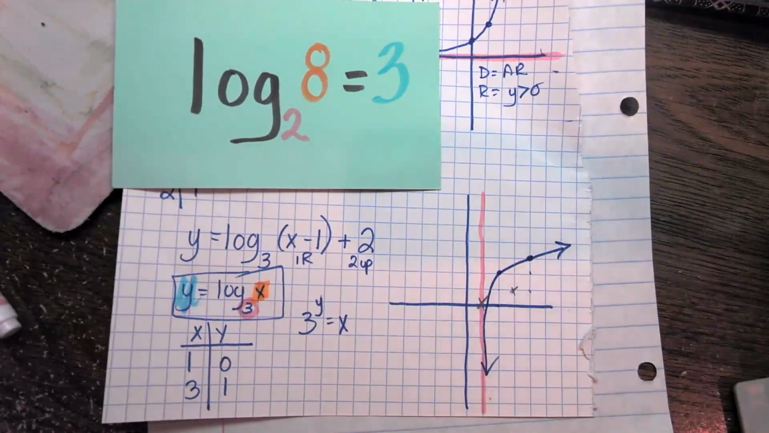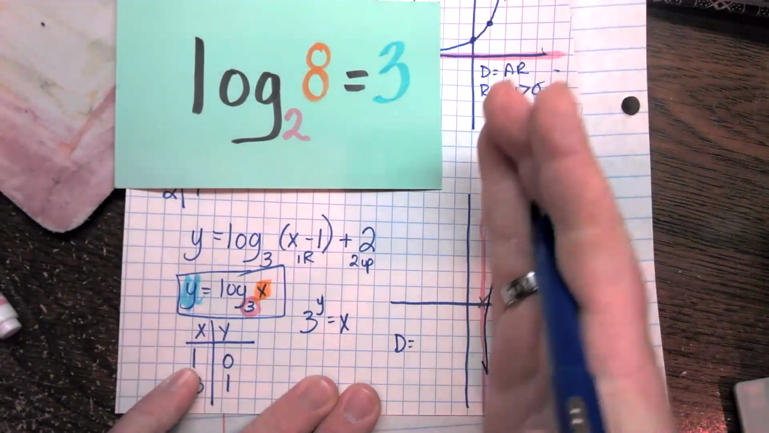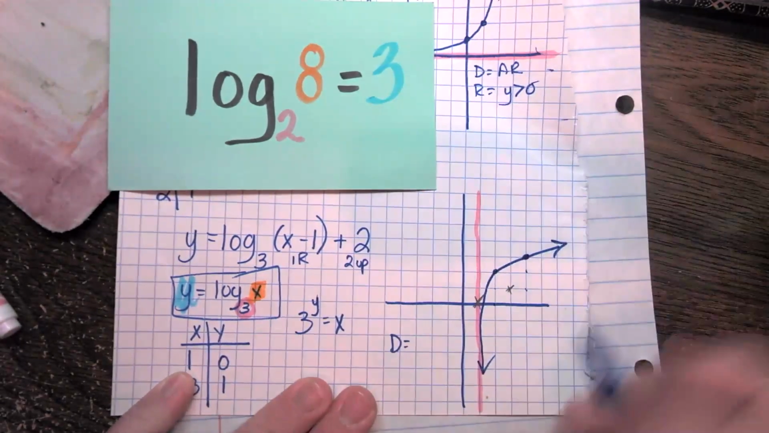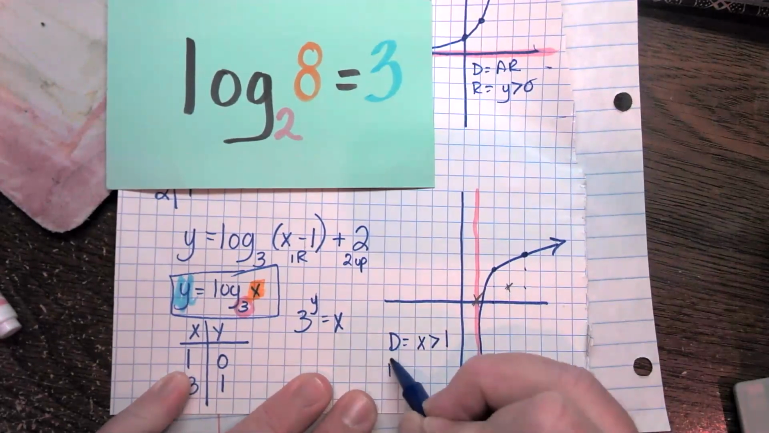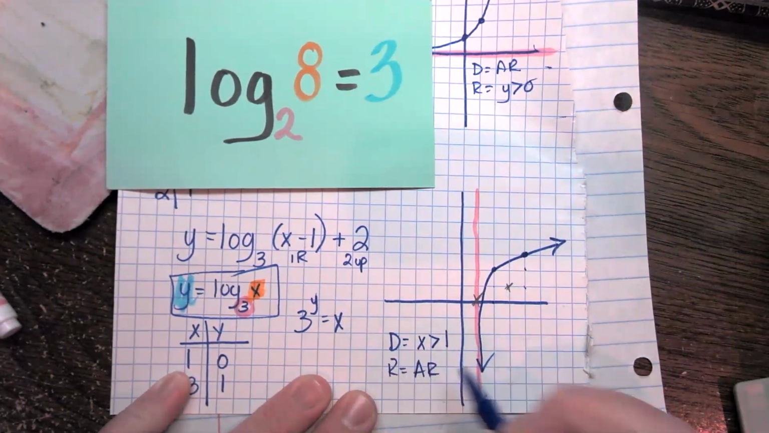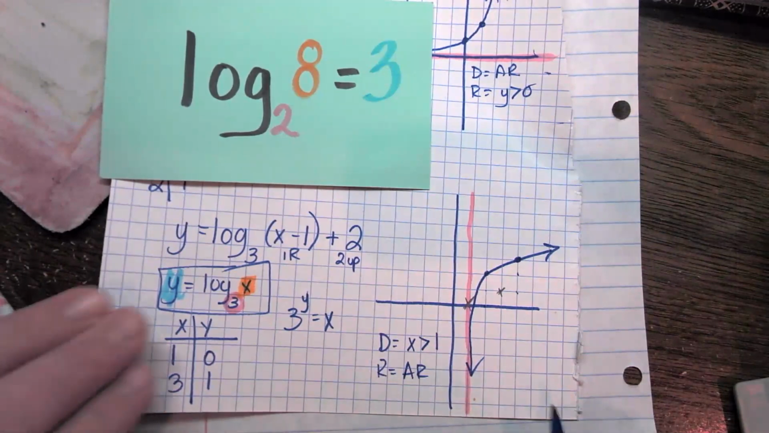There you go. Okay, so what's my domain? Well, I start here and I want everything to the right. So x is greater than 1. Range, that's easy. All reals. All day, every day. Okay? Questions on that?